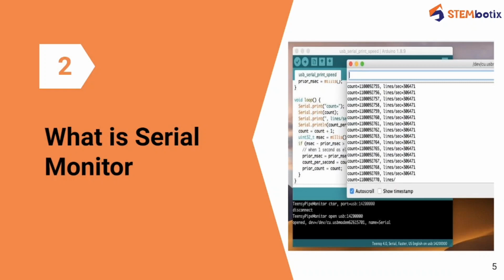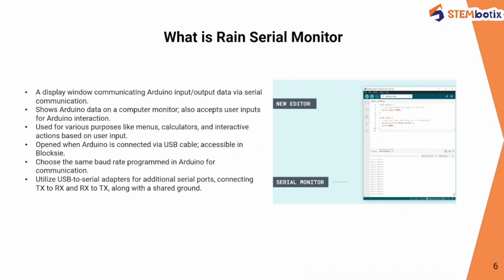Let's see what a serial monitor is. It is a display window communicating Arduino input or output data via serial communication. It shows Arduino data on a computer monitor, and also accepts the user's input for Arduino interaction. It is used for various purposes like calculators and interactive actions based on a user's input.